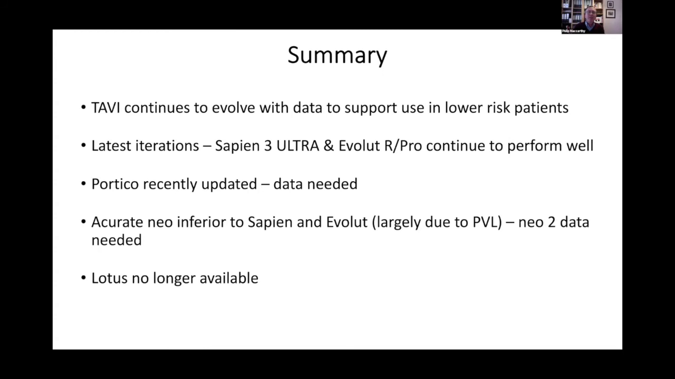So just to summarize, I think TAVI continues to evolve, as Neil has said, supporting its use in lower risk patients with short lengths of stay. The Sapien 3 Ultra and the Evolut continue to do extremely well. Both the Portico and the Accurate Neo are going through some very interesting iterations, and we have to give them time. They look like useful and competitive valves, and unfortunately for all of us, I think the Lotus is no longer available. Thanks for your time.